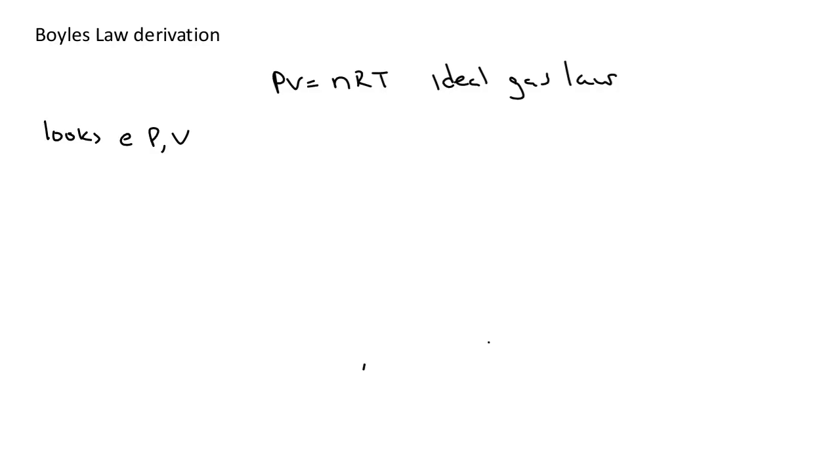So PV are on the left side of the equation. Those are the variables I want, so I'm going to leave them where they are. And then everything else I'm going to say is constant, meaning that it doesn't change. And because it's constant, I'm going to call it K, which is a constant.